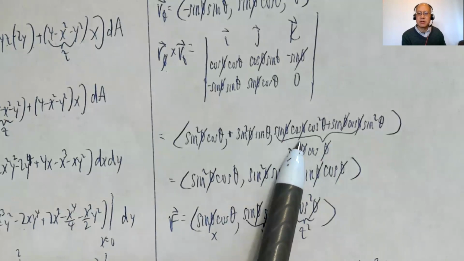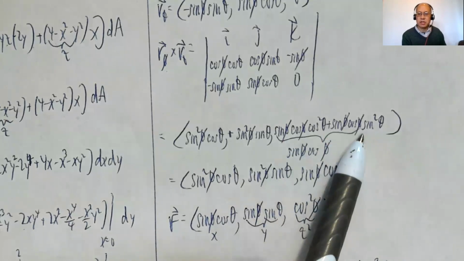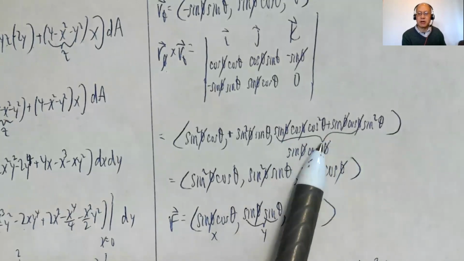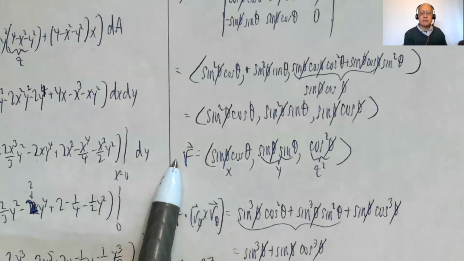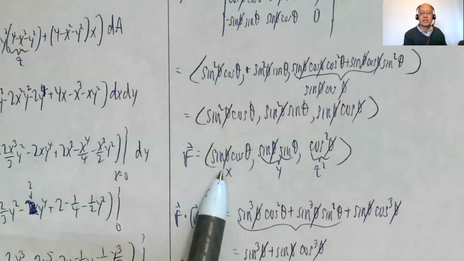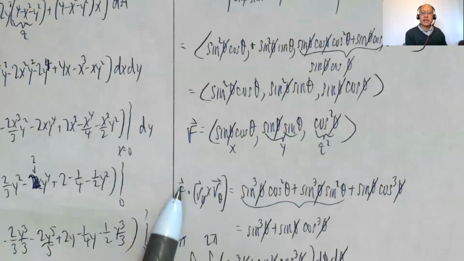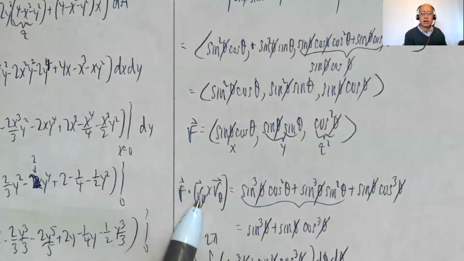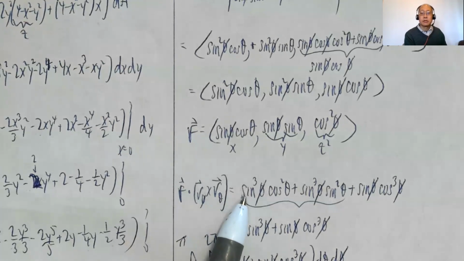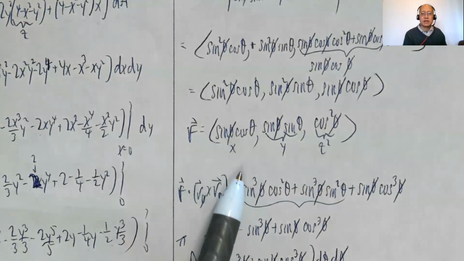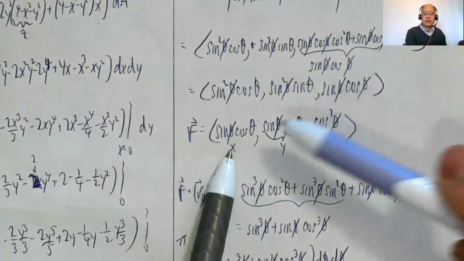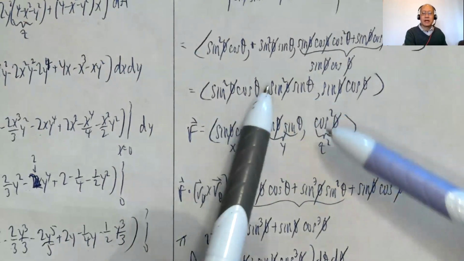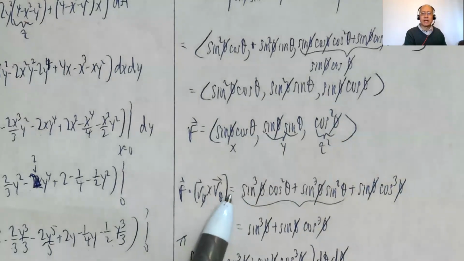See, there's a cosine squared, there's a sine squared, right? So you just combine all of these. All right, so you have that. And F is x, y, z squared. We already had that. So I take the dot product, F dot the cross product. Okay, so it's going to be this dotted with this. So that times that, plus that times that, plus that times that.